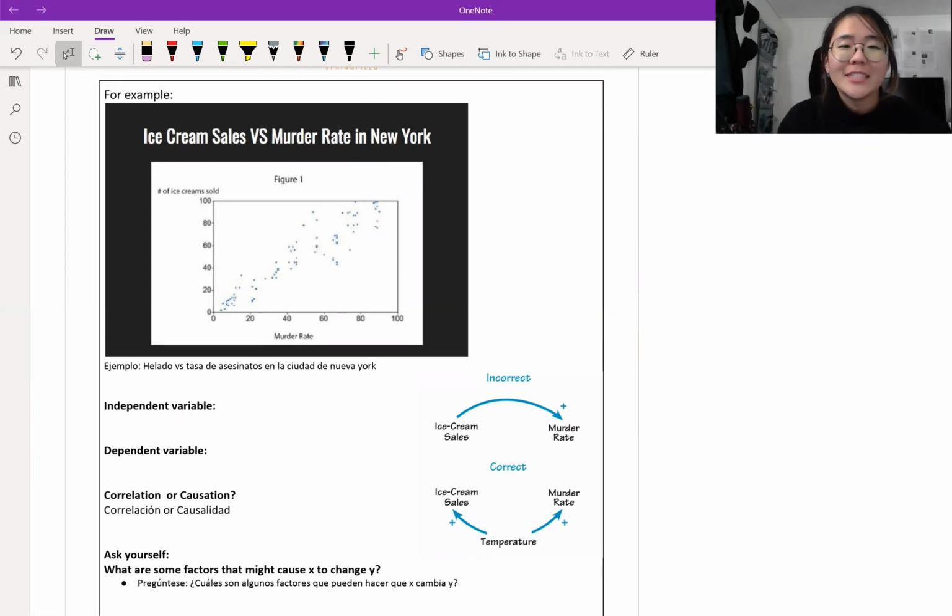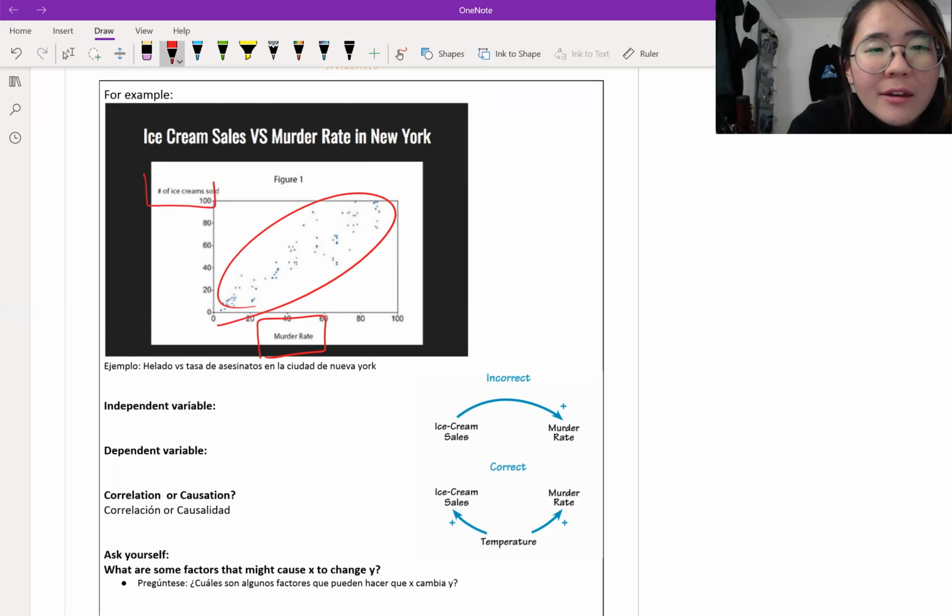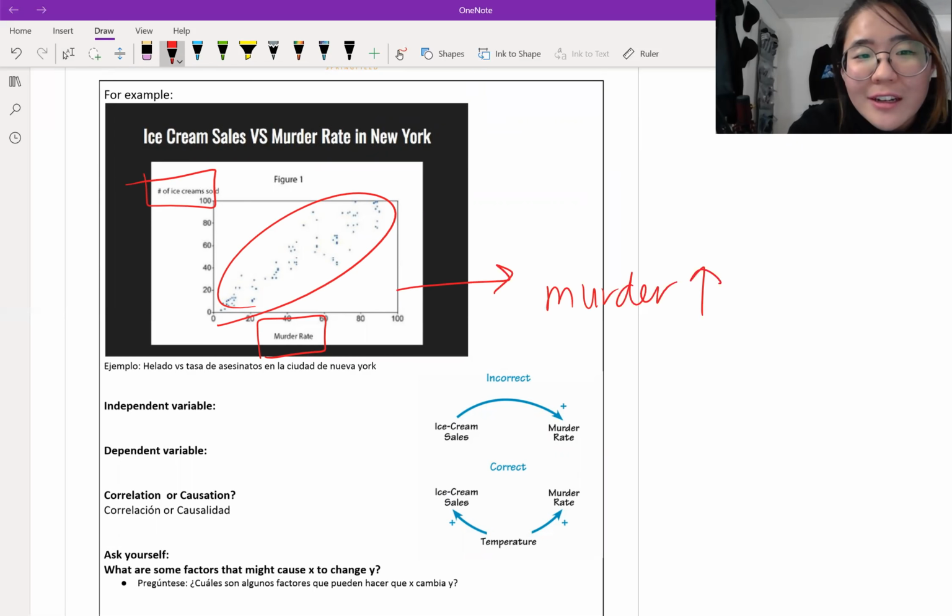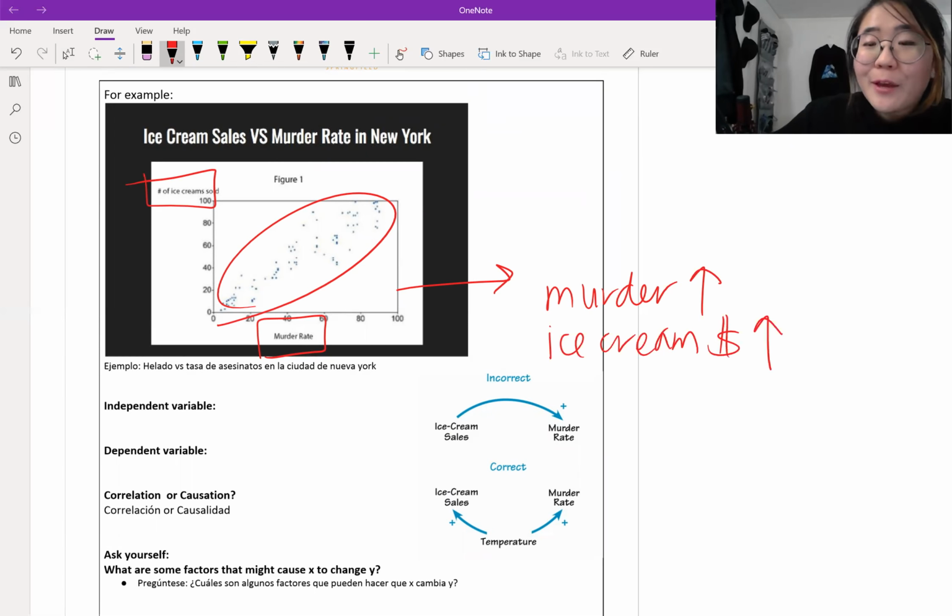Now, on this page, this is a graph based on an actual study done. So someone went and studied and collected quantitative data, and calculated how many times murder happened and then how many ice creams were sold. So based on this graph, we know that our murder rate is our independent, our number of ice cream sold are dependent. This graph is telling me that as the murder rate increases, our ice cream sales also increase. Now you're probably thinking, okay, that doesn't make sense, Miss M, which is valid.